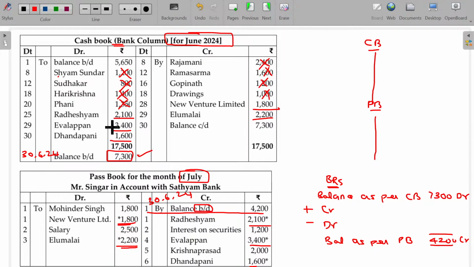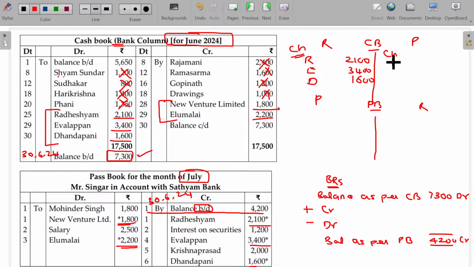Now post all those things. What are they? We have three items: receipts and payments, and receipts and payments. On the receipt side, Radha Shyam cheque 2100, Ilavappan cheque 3400, cheque related. One is New Venture Limited, the value being 1800, and Yelumalai 2200. So no parallel transactions here. Now add the total of the debit side value. Come on, 7100. Am I right? Debit side total being 7100, credit side value being 4000 rupees.